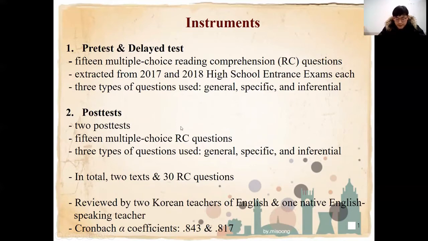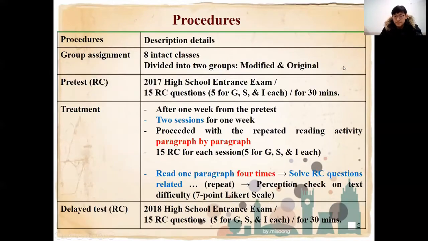There were 2 post-tests, one for each session. And it also consists of 15 multiple choice reading comprehension questions, and 3 types of questions were also used: general, specific, and inferential. In total, 2 texts and 30 reading comprehension questions were there. And they were reviewed by 2 Korean teachers of English and 1 native English-speaking teacher. And the reliability was also calculated. Here are the Cronbach alpha coefficient figures.